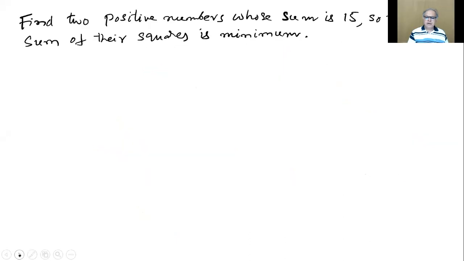Just one more question I would like to do. Find two positive numbers whose sum is 15 so that the sum of their squares is a minimum. So somebody take the lead and tell me how to do the things. Anyone? Yes, sir.